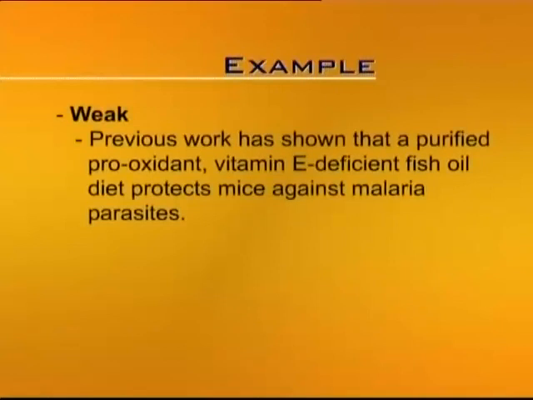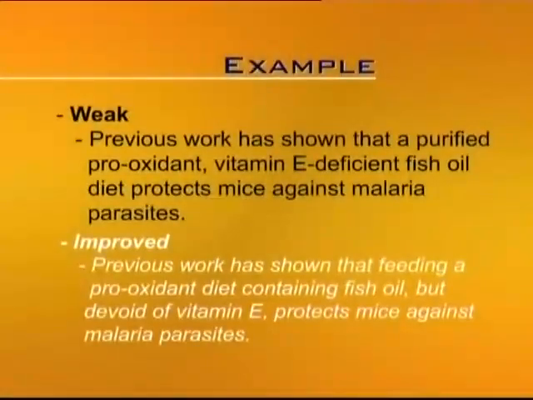A weak version of a sentence that we're going to look at is: previous work has shown that a purified pro-oxidant vitamin E deficient fish oil diet protects mice against malaria parasites. अब इसमें ये क्लियर नहीं हो रहा कि क्या चीज़ है जो माइस को मलेरिया पैरासाइट से प्रोटेक्ट करती है. प्योरिफाइड प्रो-ऑक्सीडेंट है, विटामिन ई है, फिश ऑयल है, या इन सब का मिला के कुछ है. कुछ इन सारी चीज़ों की रिलेशनशिप आपस में क्लियर नहीं हो रही. The improved version would be something like: previous work has shown that feeding a pro-oxidant diet containing fish oil but devoid of vitamin E protects mice against malaria parasites.